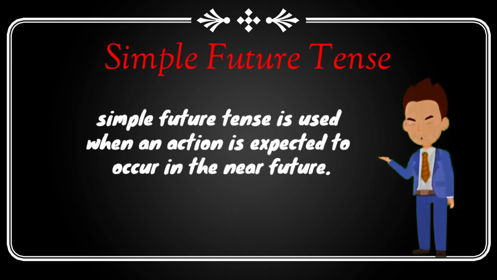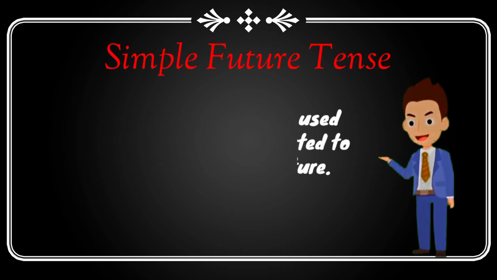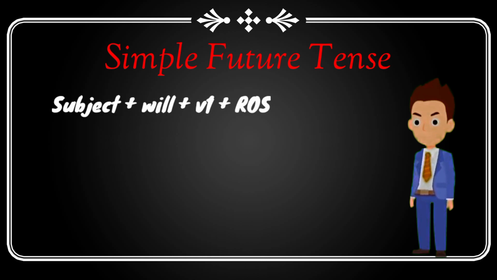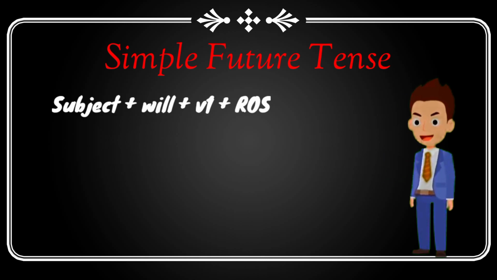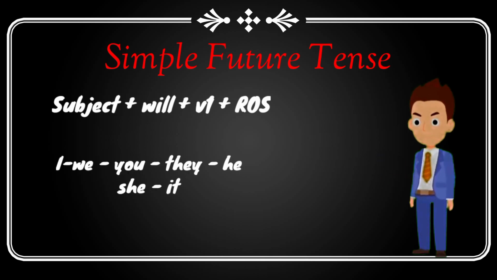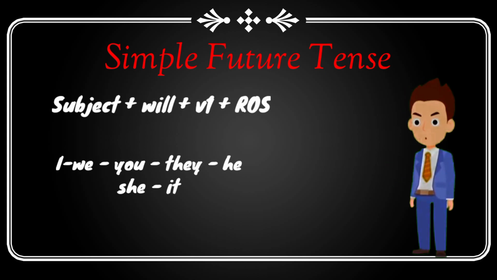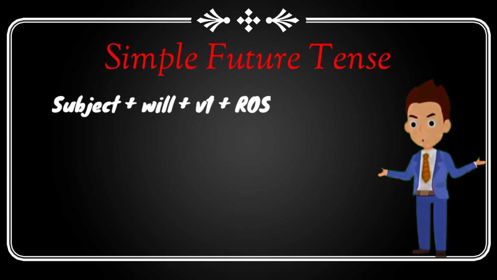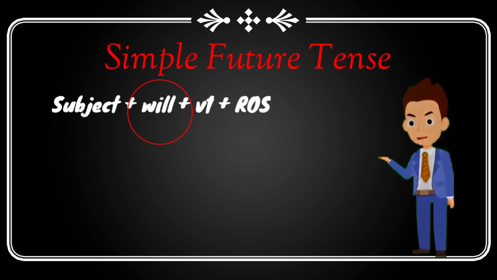Simple future tense is used when an action is expected to occur in the near future, right? The structure is subject plus will plus verb first form plus rest of the sentence. Subjects are I, we, you, they, he, she, it. That you know. Will is a helping verb, and then the rest of the sentence.